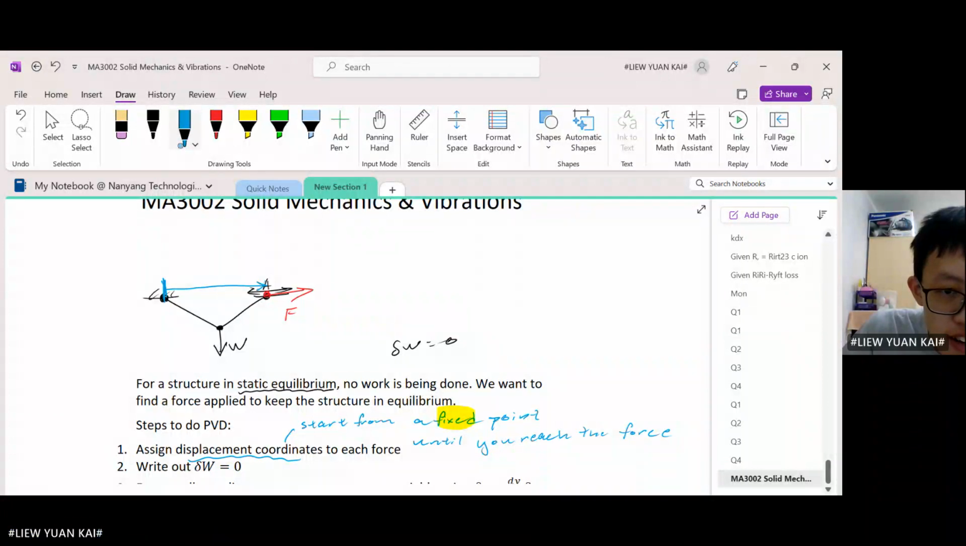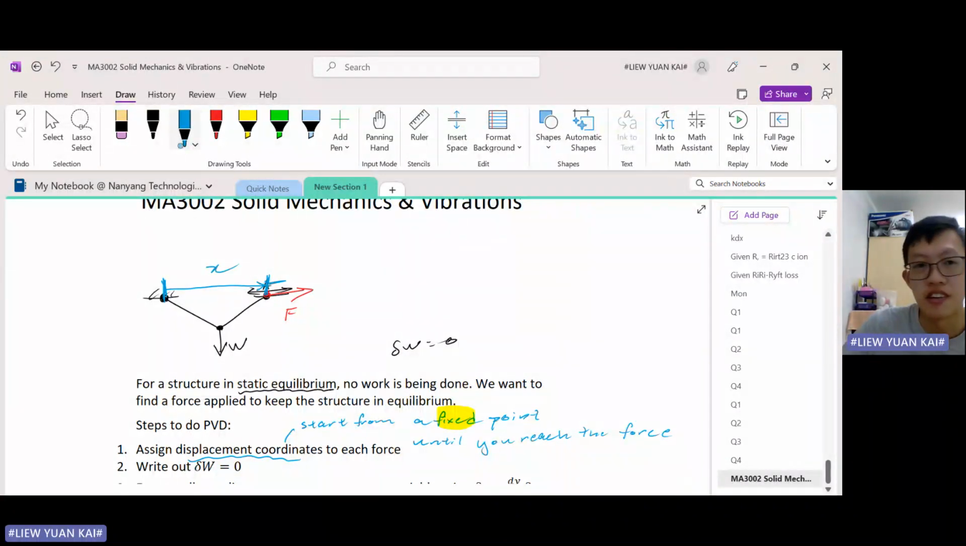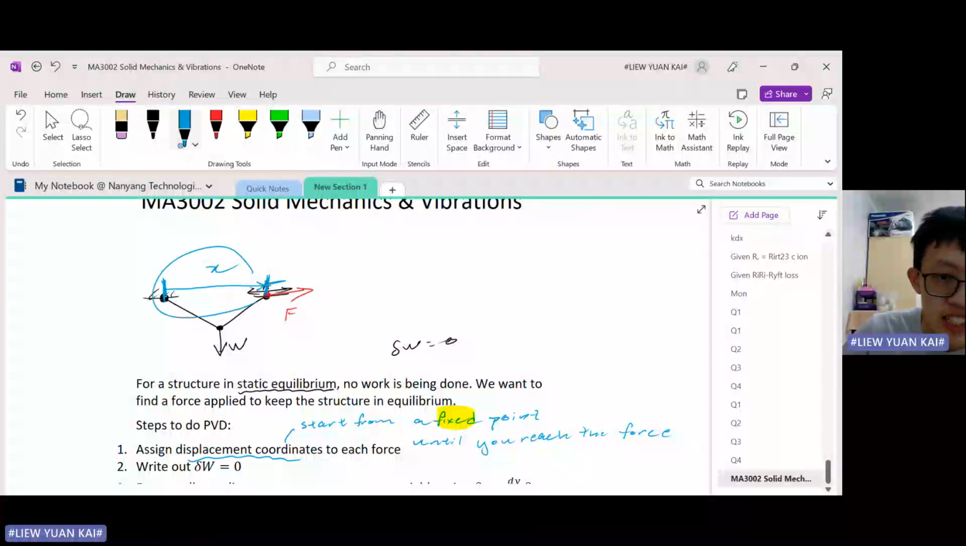You see? Now I've reached the force F. And then you must continue a little bit further with this. So let's just call this X. You can call it whatever you want. You can call it H, you can call it D, you can call it whatever you want, really. And then after you draw the coordinate axis, this one, you must draw an infinitesimal.